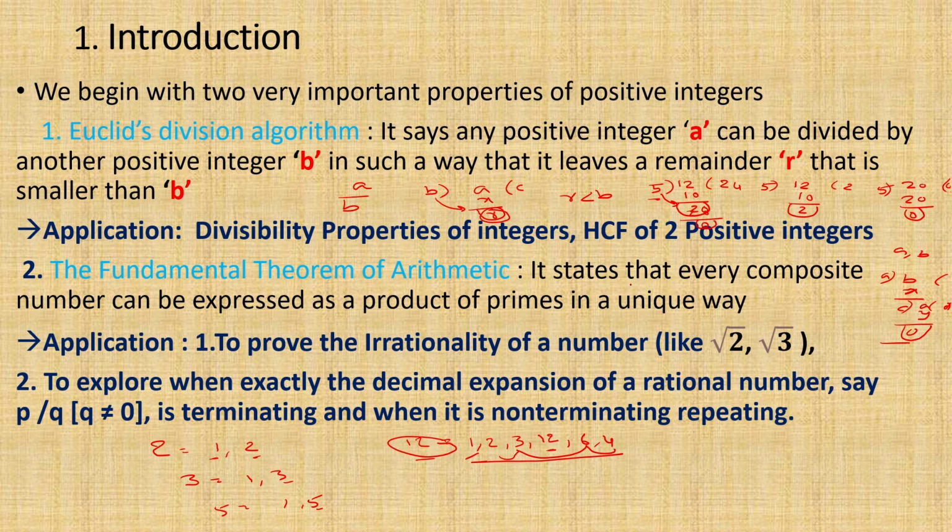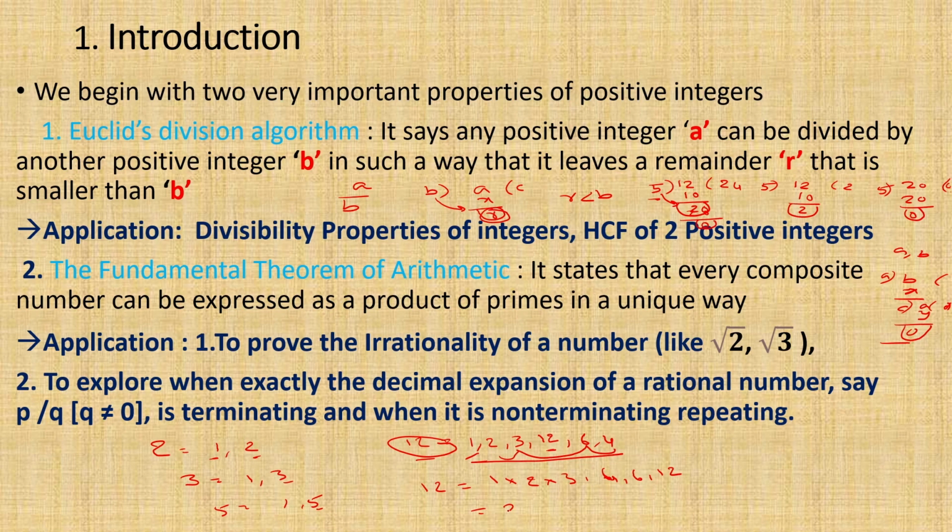It states that every composite number can be expressed as a product of prime numbers in a unique way. So what does this theorem say? This 12 can be written as a product of primes in a unique way. Product of primes in a unique way. Product of primes means here we have 1 and 2, 3, 4, 6, 12.